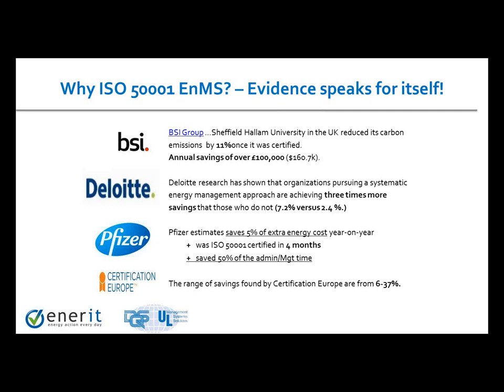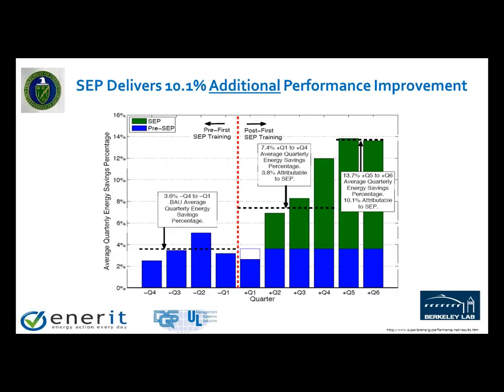And that's independent research. Pfizer, a case study that we have shown, that 50001 has saved 5% of extra costs and also saving time and administration of the management of the energy management system. And certification bodies, such as Certification Europe, say that their experience is that savings are in the range of 6 to 37%.